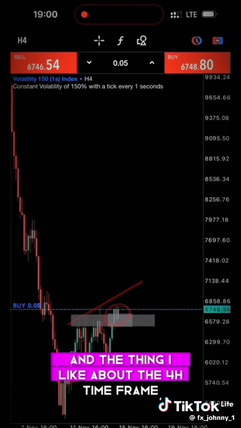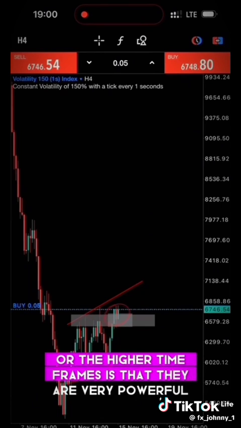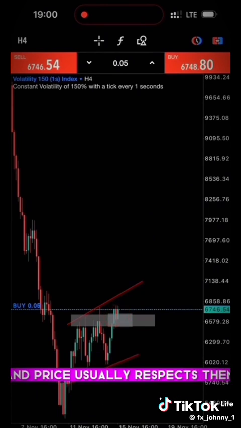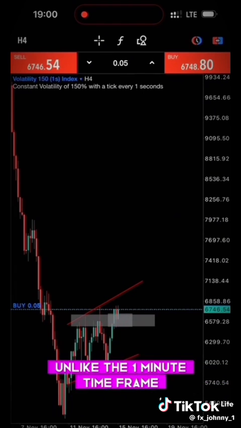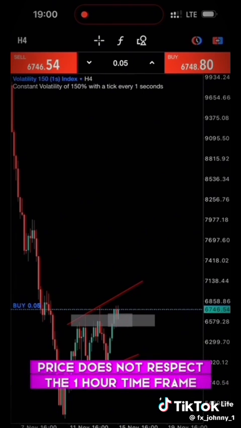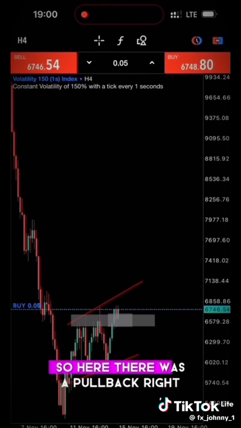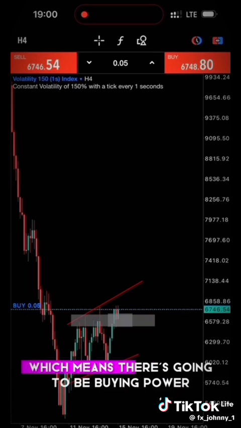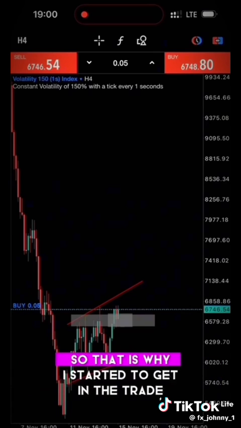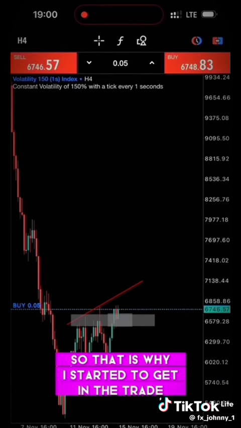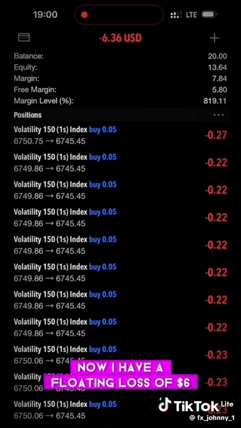And the thing I like about the 4-hour time frame or the higher time frames is that they are very powerful, and price usually respects them. Unlike the 1-minute time frame, price does not respect the 1-minute time frame, sorry. So here there was a pullback, right? Which means there's going to be buying power. So that is why I decided to get in the trade. Now I have a floating loss of $6, but it's okay.